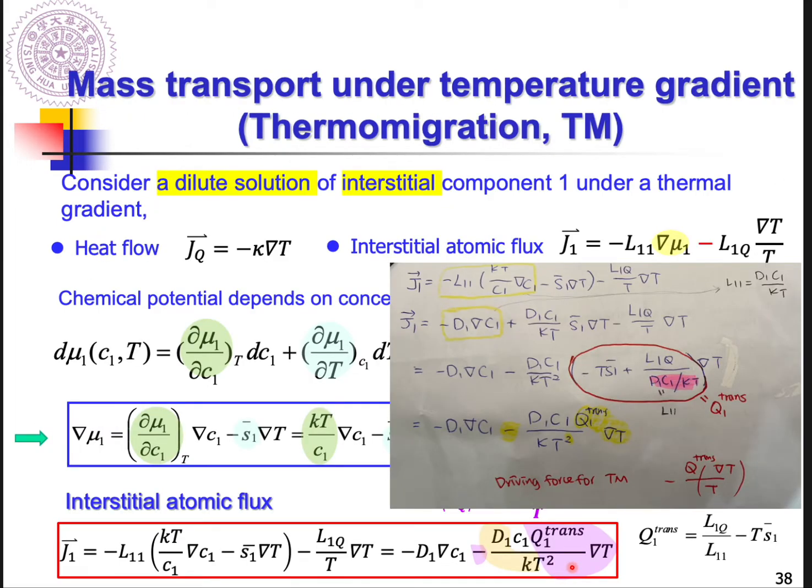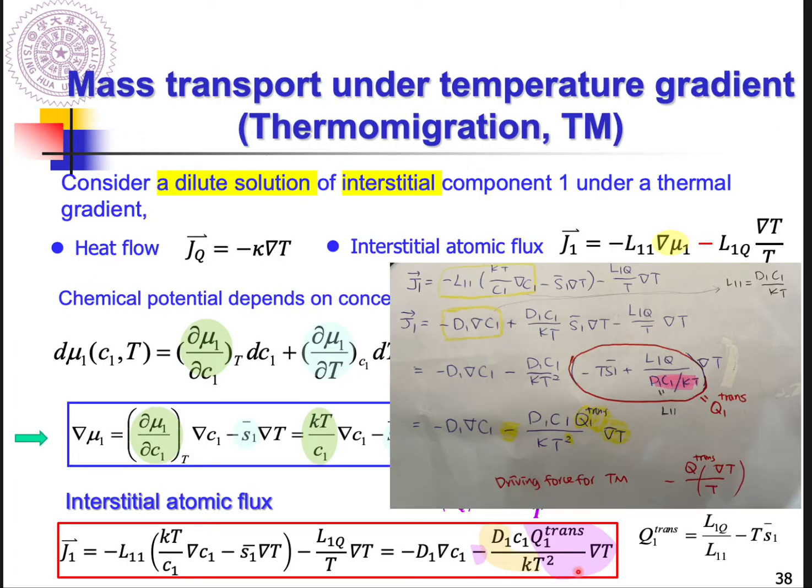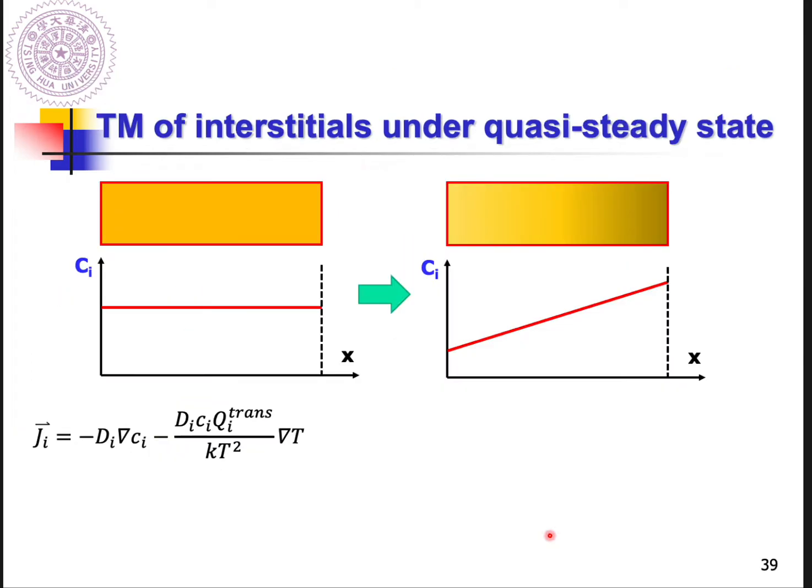So based on this, you can measure the heat of transport. Yes, how to determine the heat of transport. In the beginning you have a material with a uniform concentration of interstitial atoms, and then you apply a temperature gradient along this material.